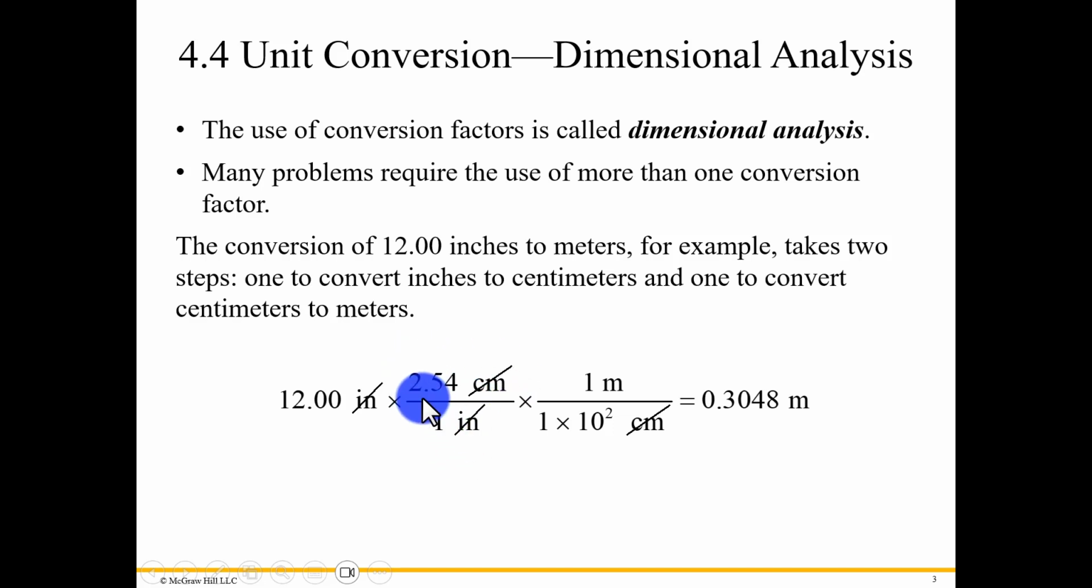1 inch has 2.54 centimeters. My inches cancel, and then multiplying these two numbers will leave me with centimeters. Now you can break this up. You can have this step and this equals the answer, and then take that and use the second conversion factor to convert to meters. Or you can do it all in one step, however you are more comfortable.